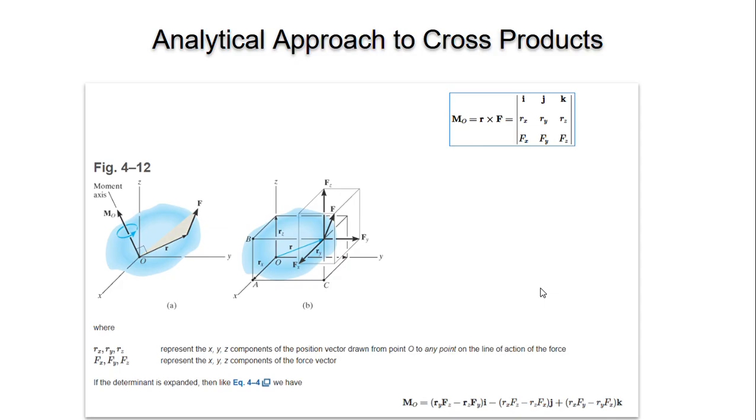And cross products are really useful for creating orthogonal vectors. So our resultant vector, the moment about point O, is going to be orthogonal, that is, right to, in direct perpendicularity to, R and F. And that helps us determine moments.